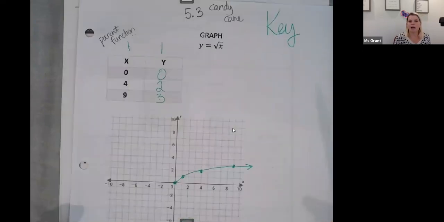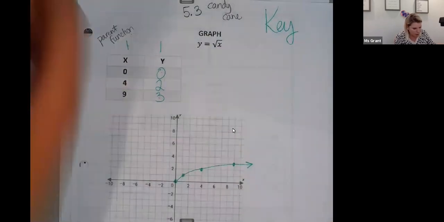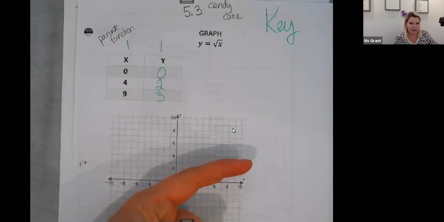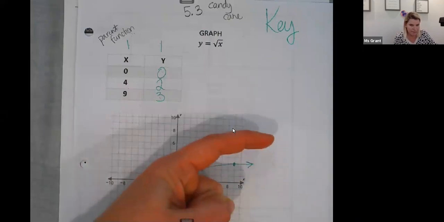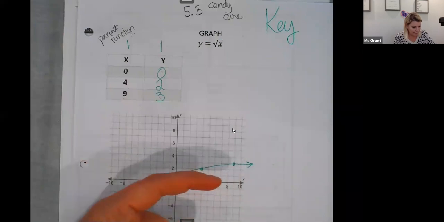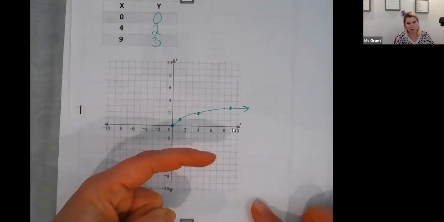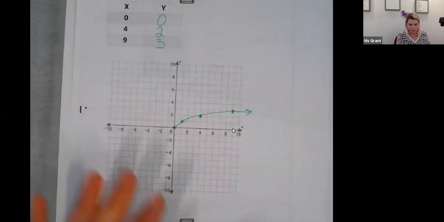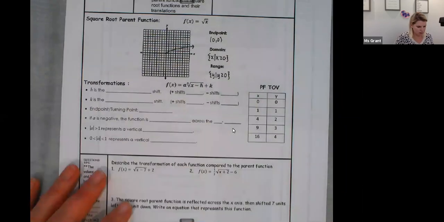So today we're going to talk about how I could make a shift to this. Because if my graph always looks like this hook kind of thing, if I shifted it 2 to the right and 3 up, where would my starting point be? Or if I went 4 to the left and 4 down, where would my starting point be? So this shape is what you'll always see for a square root function.